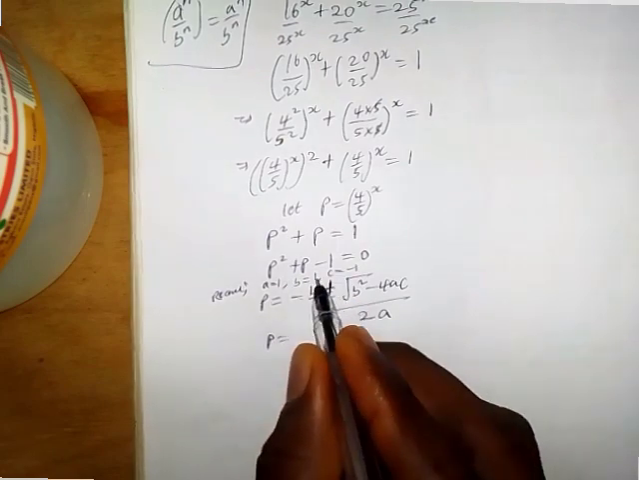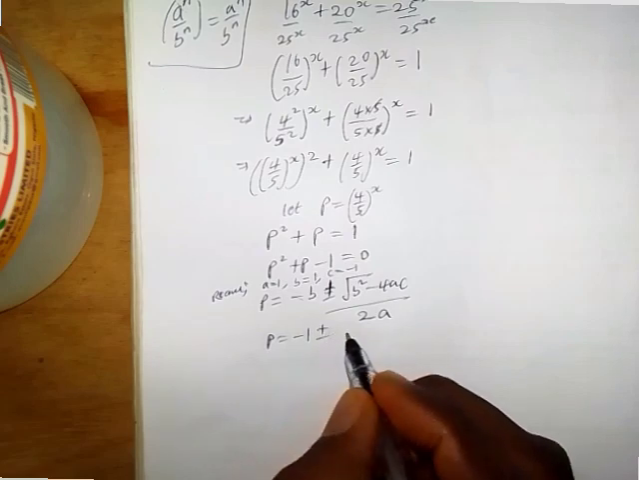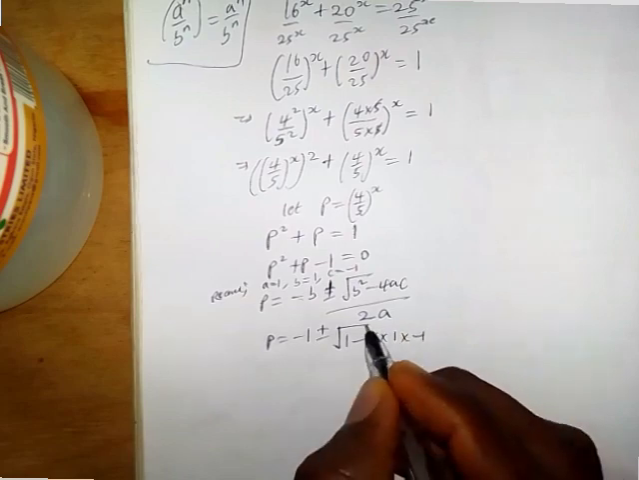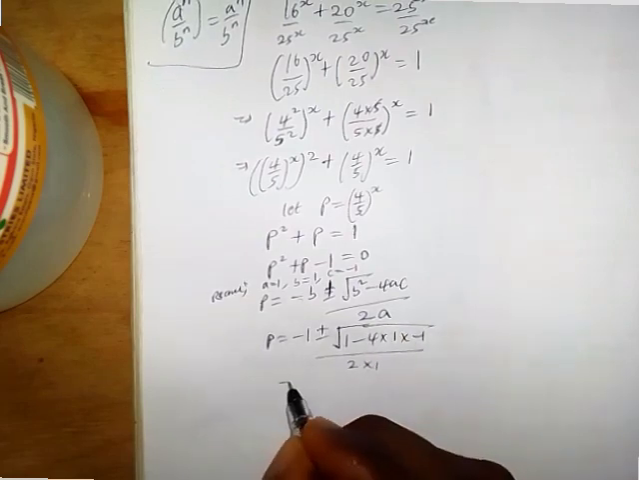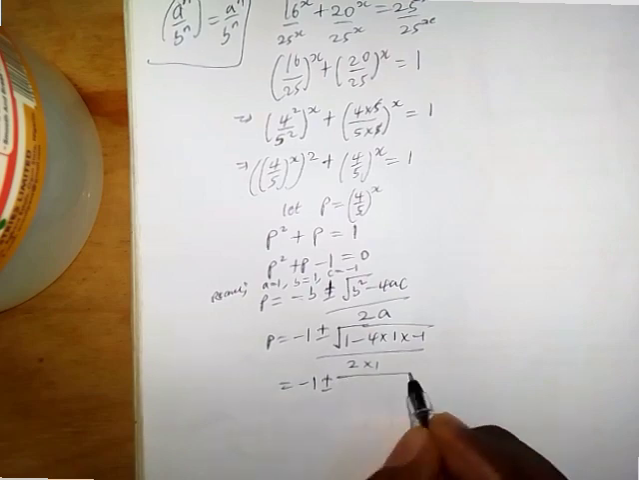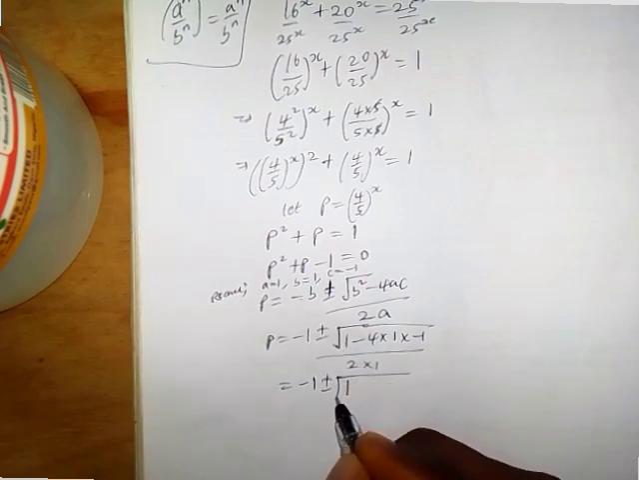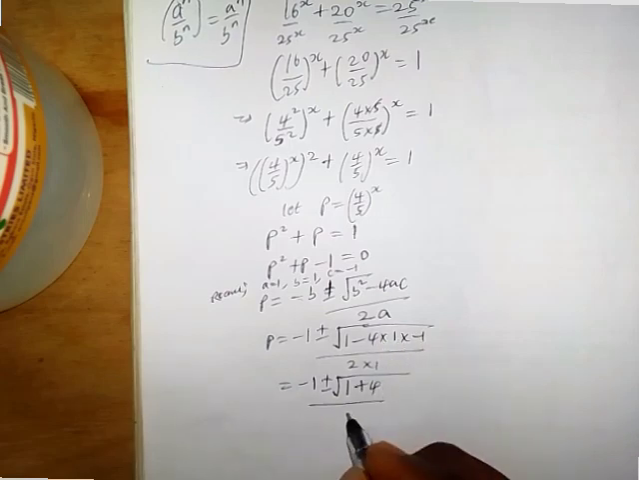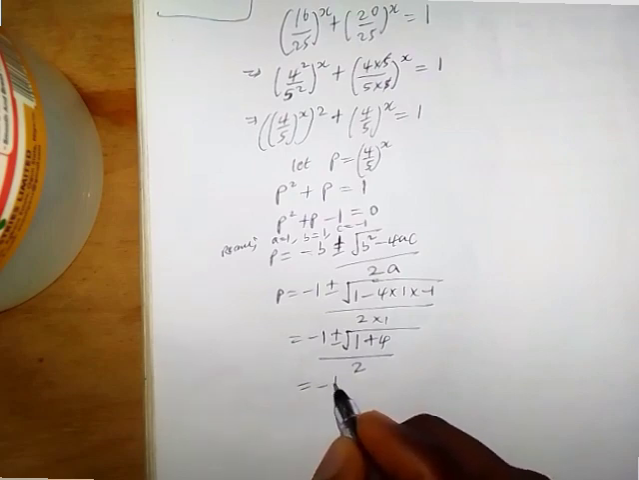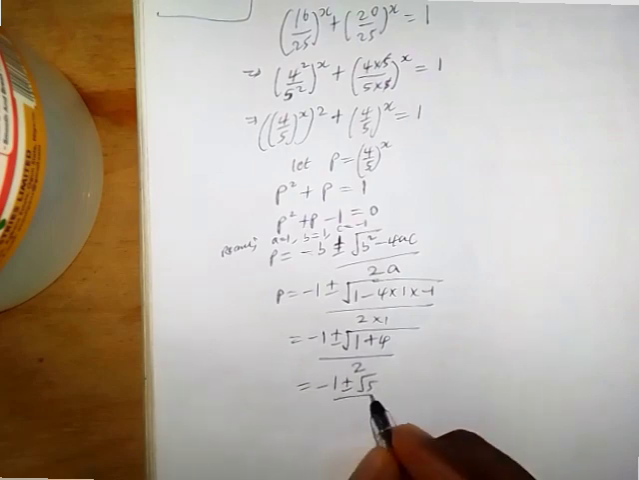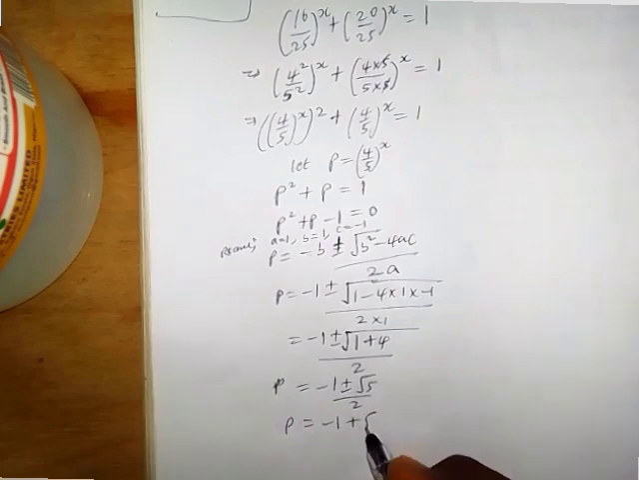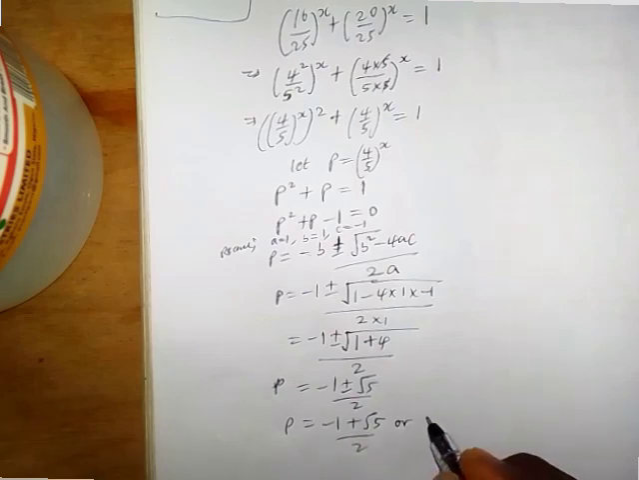So we have p equals, what is b? 1. So we have minus 1 plus or minus the square root of b squared, which is 1, minus 4 times 1 times minus 1, everything over 2 times 1. So we have minus 1 plus or minus, this is 1 minus 4 times 1 times minus 1, that gives plus 4, everything over 2. So we have minus 1 plus or minus the square root of 5, over 2. So p is either equal to minus 1 plus square root of 5 over 2 or minus 1 minus square root of 5 over 2.